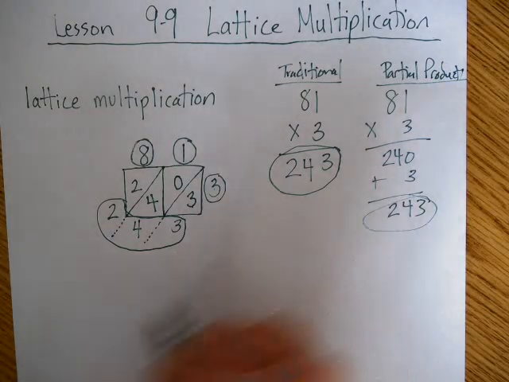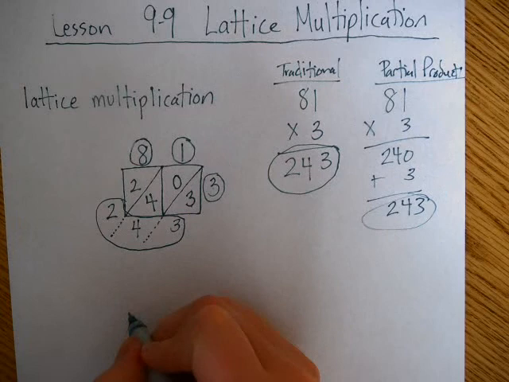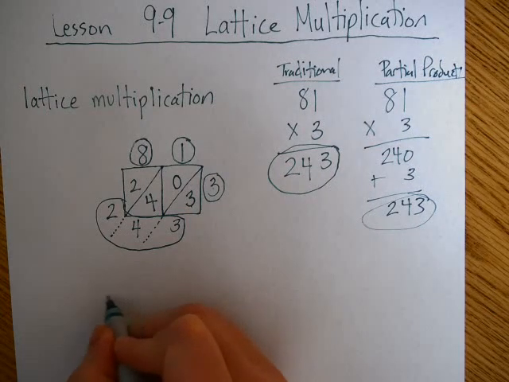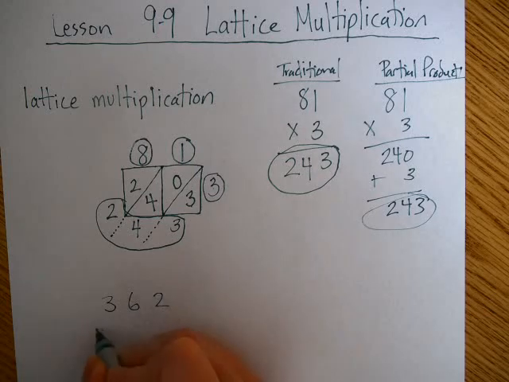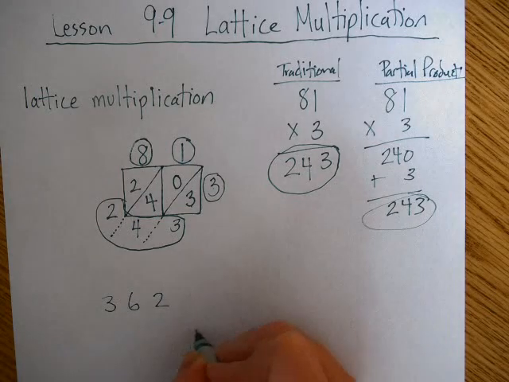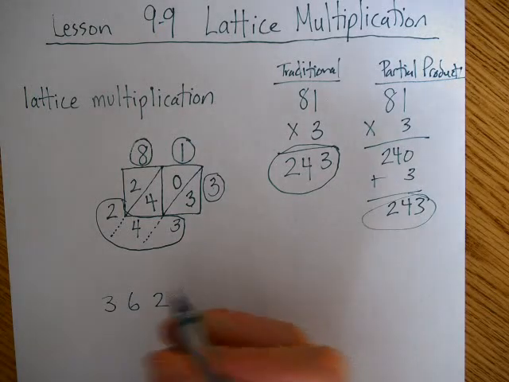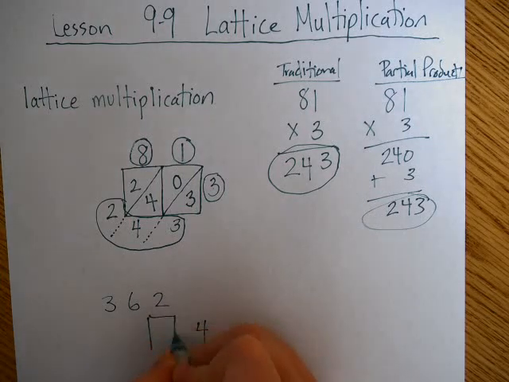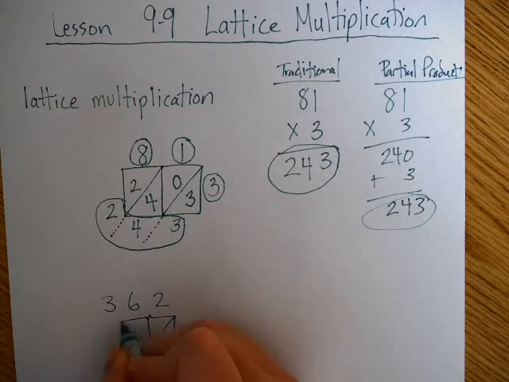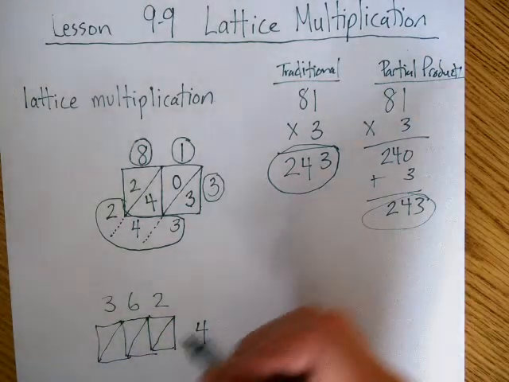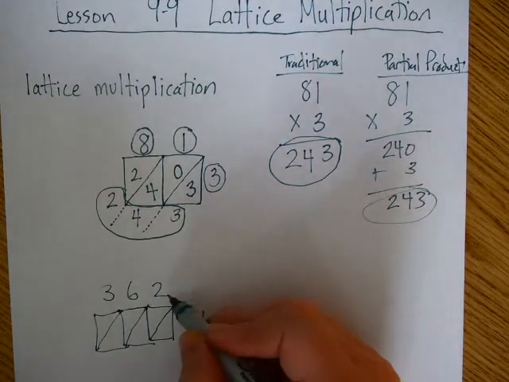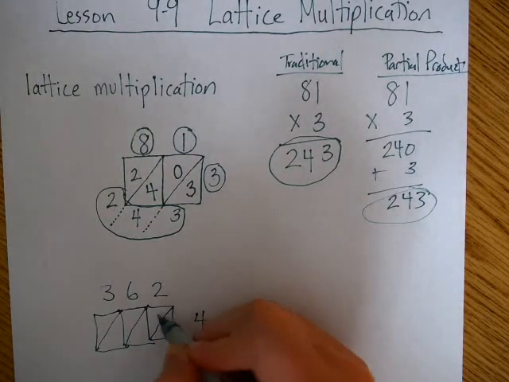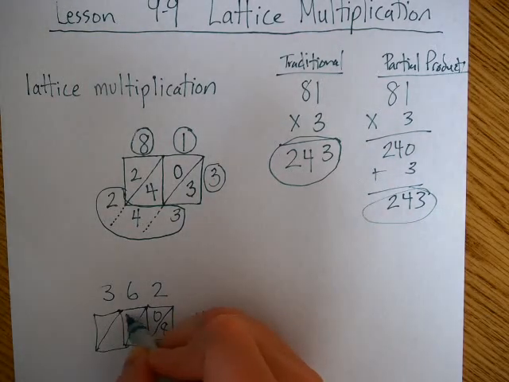Now you might be asking, well, what if there's 3 numbers? So I'll just do one more to show you. Let's say 362 times, well, let's say 4. Okay, and then we can draw a lattice box for each of those here. And then we do this. 4 times 2 is 8. Put down the 8, and there's nothing else. 4 times 6 is 24.